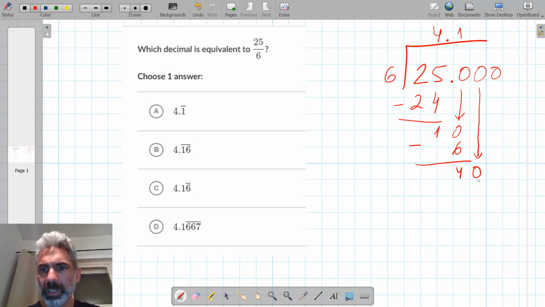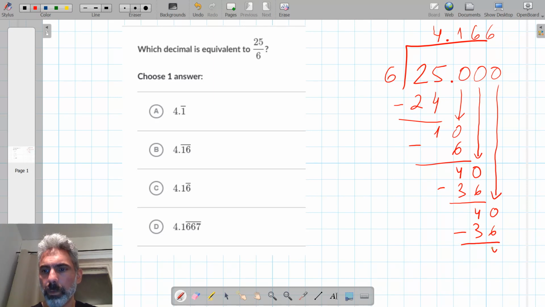6 goes into 40 6 times. 6 times 6 is 36. I have 4 as a remainder. Bring down 0. 6 goes into 40 6 times. 6 times 6 is 36. 4 remainder. Bring down 0. And it repeats itself indefinitely.